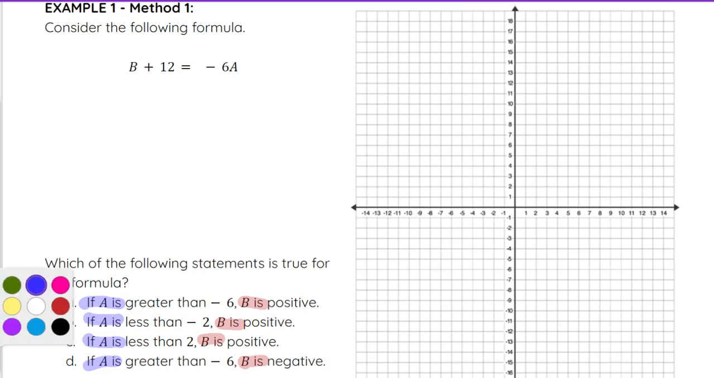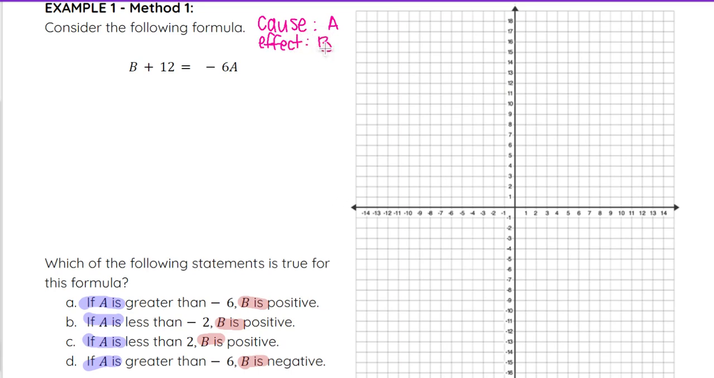So the first thing that I want to notice in these answer choices is that we have a cause variable and an effect variable. A cause variable is essentially, in that answer choice, the part we are changing, or looking at: if a is this or if a is that. This is what's happening to b. So the cause variable is a, and the effect variable, in other words, the variable that's changing based on the cause variable, is going to be b.